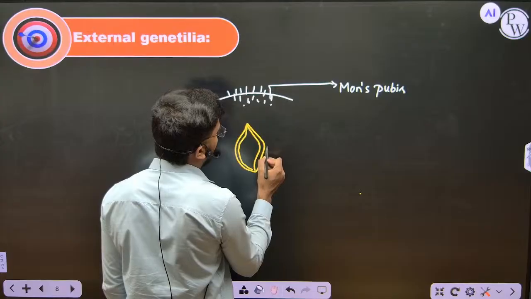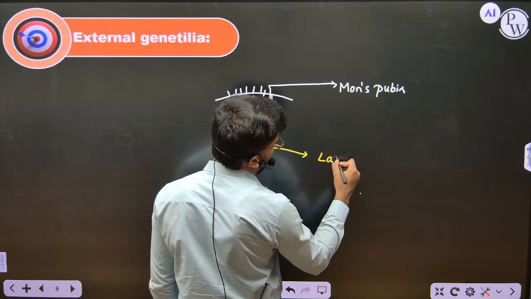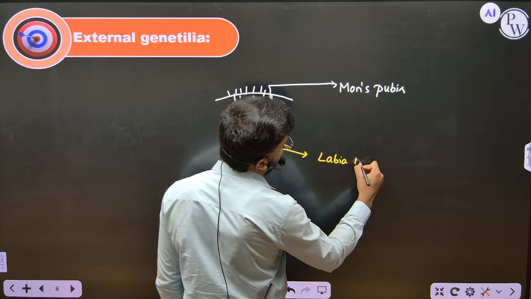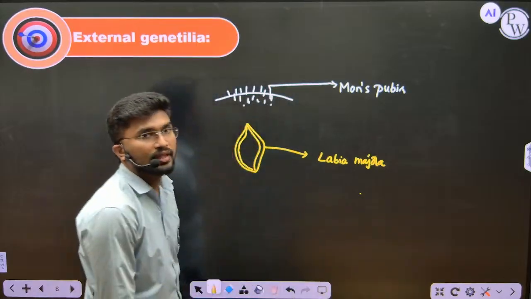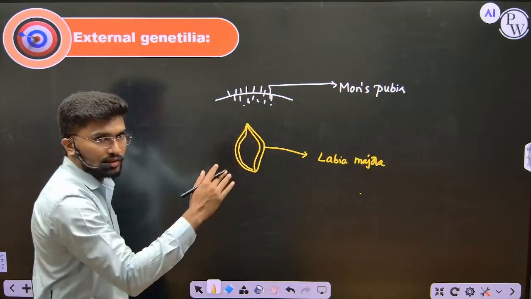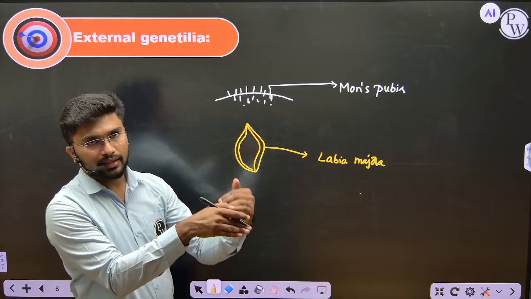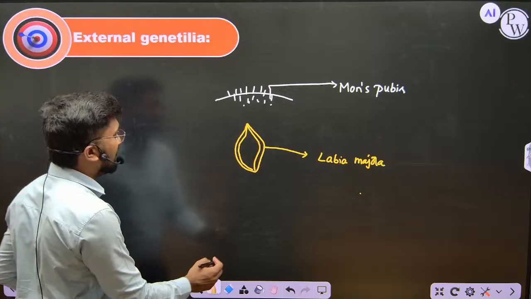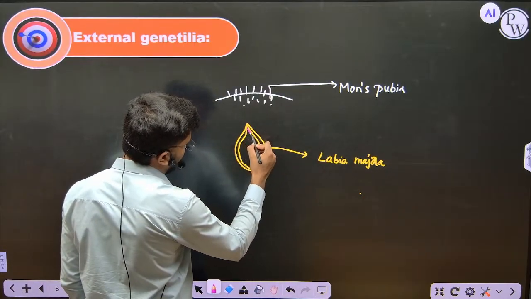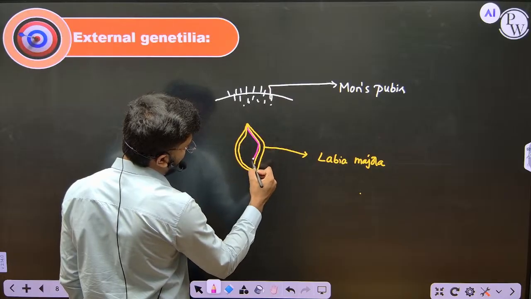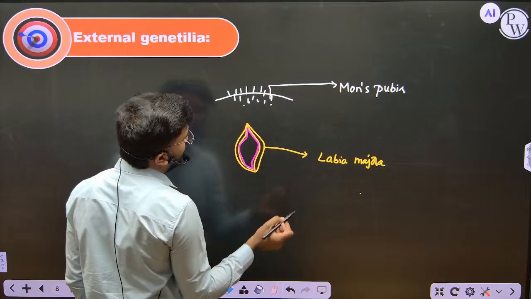Okay, what are we calling this? Labia majora. Here, below labia majora, let's say this is labia majora. Below that, under that, what is that? Labia minora is there. How will it look? It will look somewhat like this. Now this layer I am calling as what? Labia minora. This is labia minora.